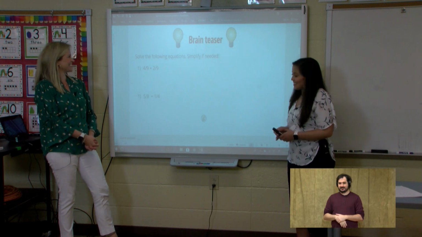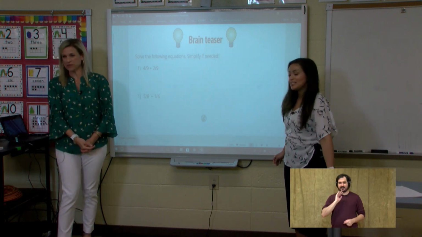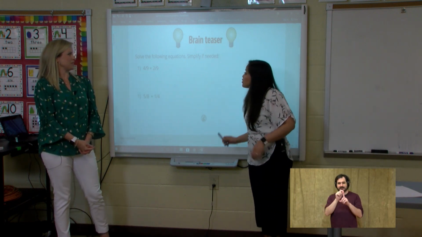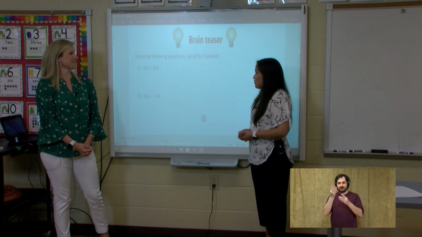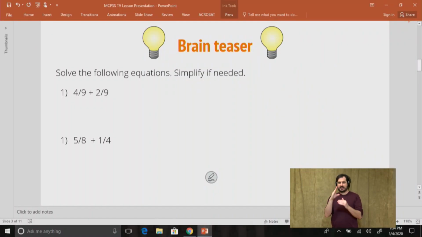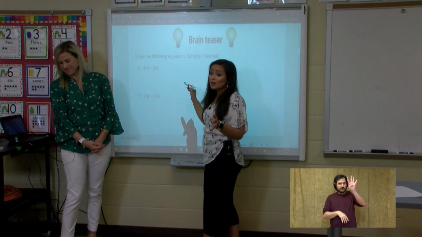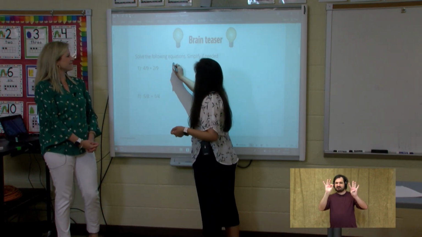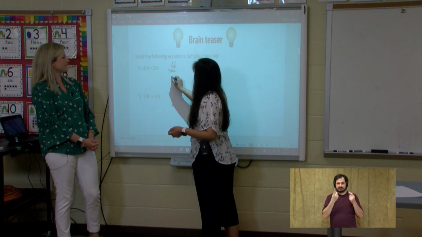Alrighty. Okay, so our brain teaser for today is to solve the following equations and simplify if needed. So you probably remember this from way back earlier this semester, but we're going to refresh our brains today. As you see here, these fractions are kind of wonky looking. We're not used to seeing them like that, but that's okay. That's another way you can look at fractions. So I'm just going to write them out like you're used to them.